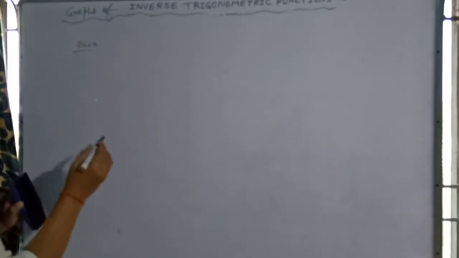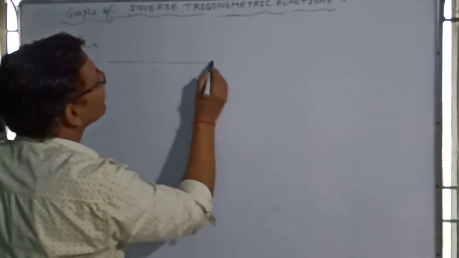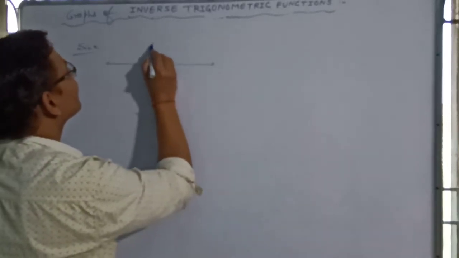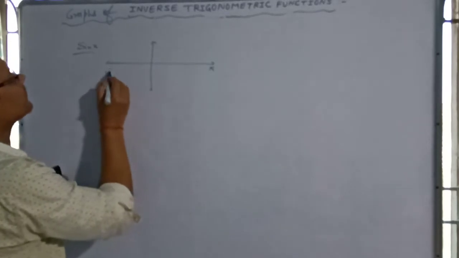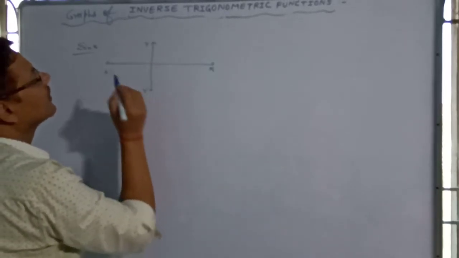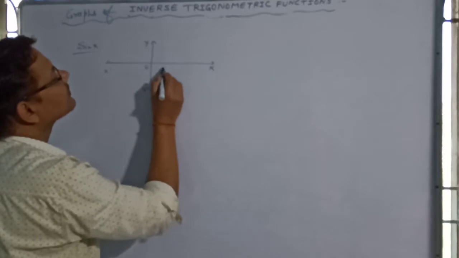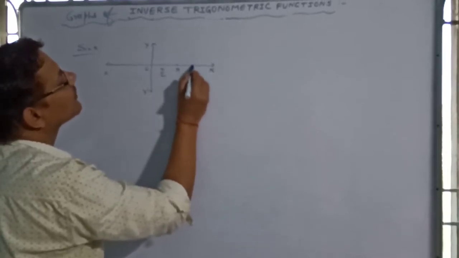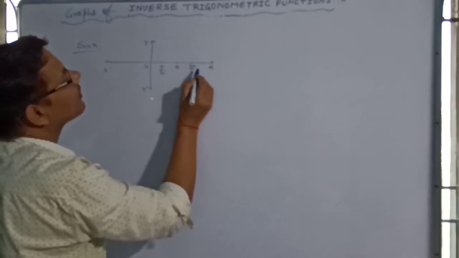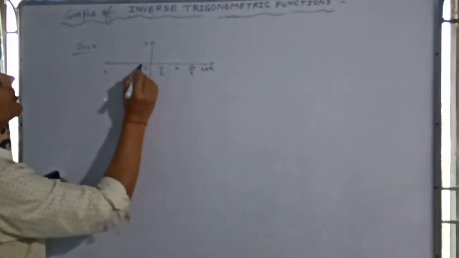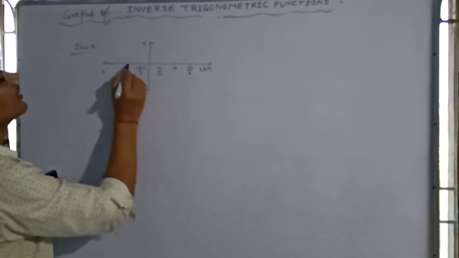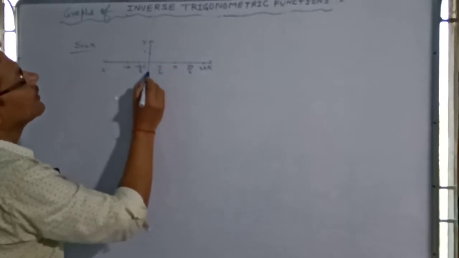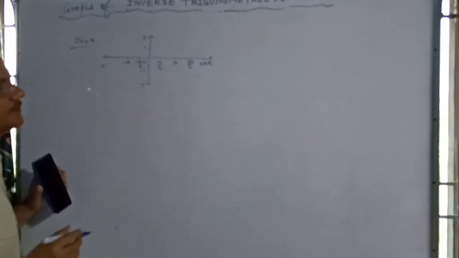sin x. Its graph is, this is the x-axis, y-axis, taking this one π/2, this is π, this is 3π/2, and this is 2π. From this side -π/2, and this is -π. Here it is 1, and here taking -1.